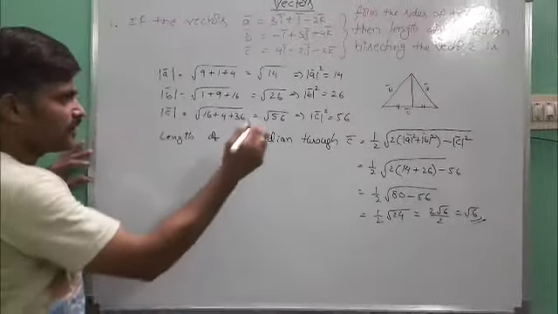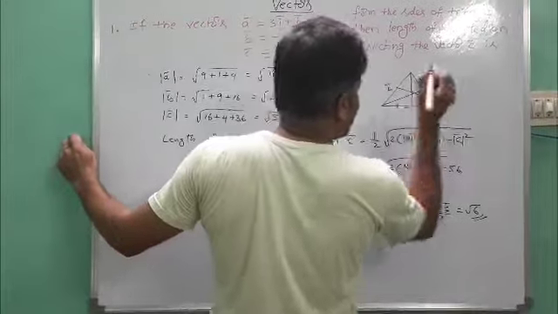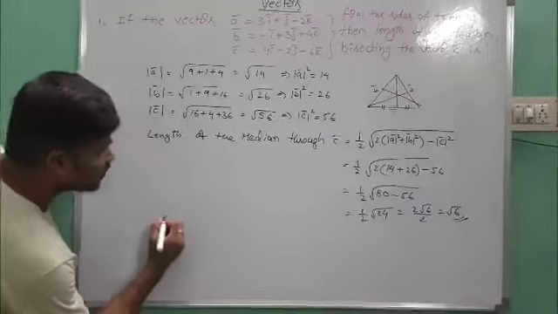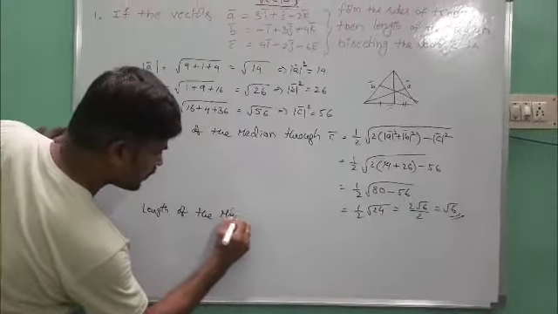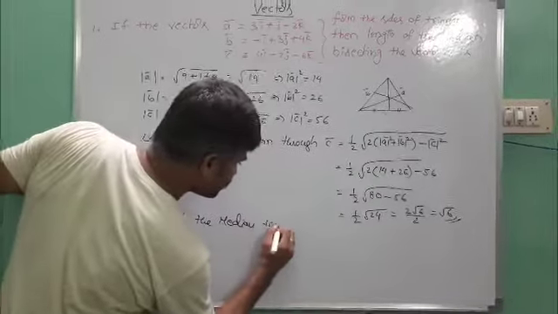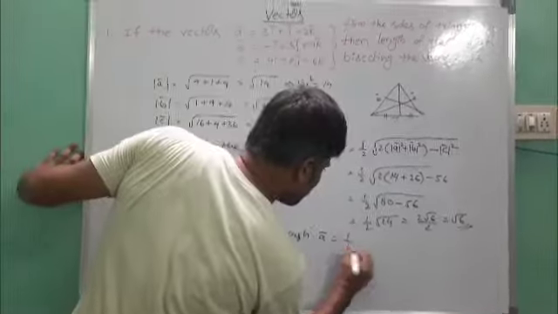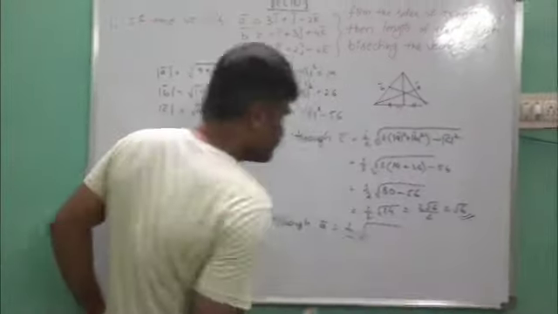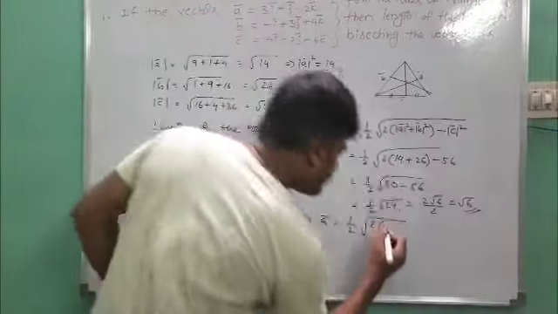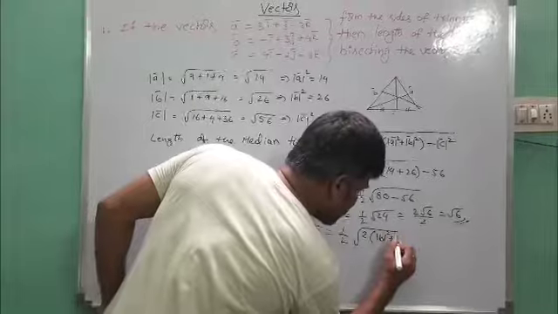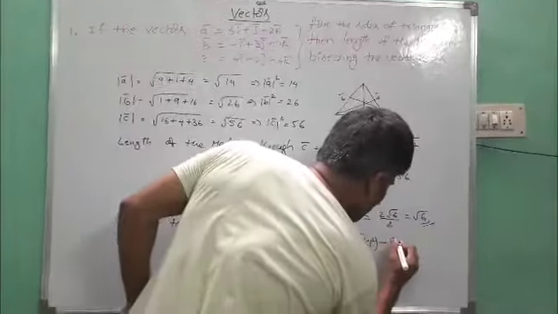Similarly, we find the length of the median through a bar and the length of the median through b bar also. Now the formulas are: length of the median through a bar equals 1 by 2 into square root of 2 into mod b bar square plus mod c bar square minus mod a bar square.